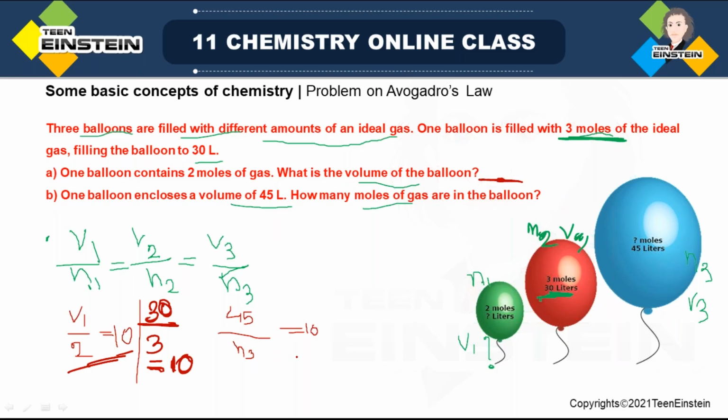And in the last case, the number of moles, how many moles? It will be 45 divided by 10, so it will be 4.5. So the second answer is 4.5 and the first answer is 20. Okay.